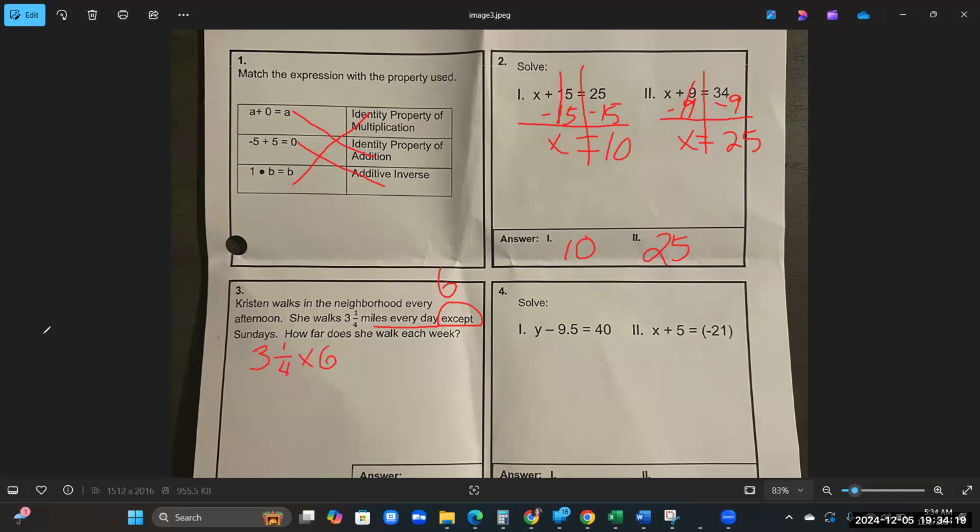Change the mixed number to an improper fraction. 3 times 4 is 12 plus 1 gives us 13/4. 6 is a whole number, so write it with a denominator of 1. And then multiply like normal.